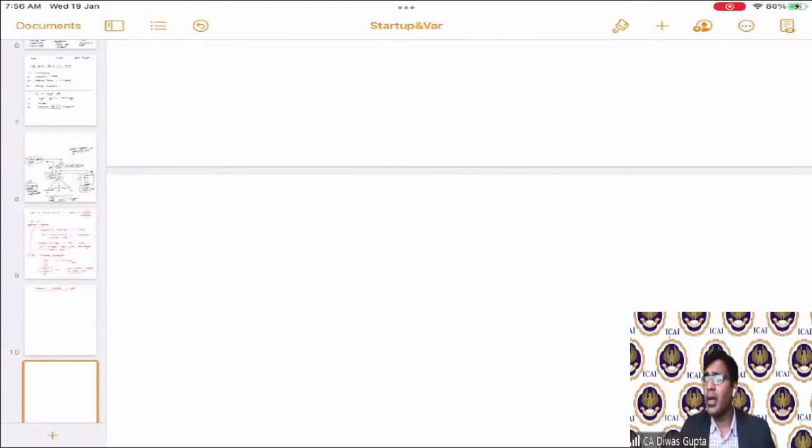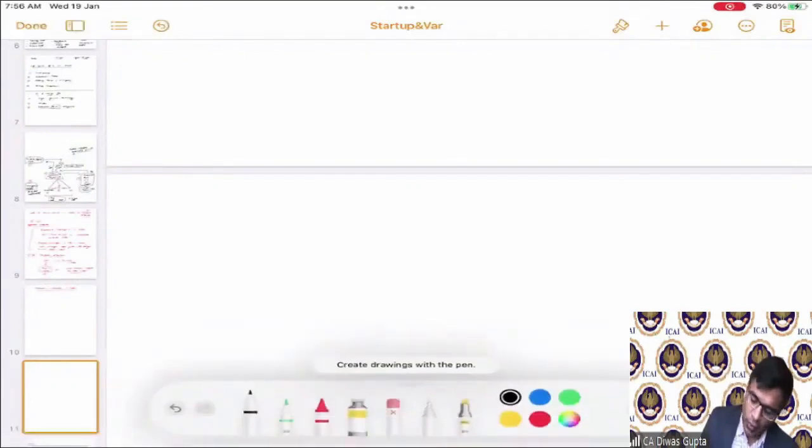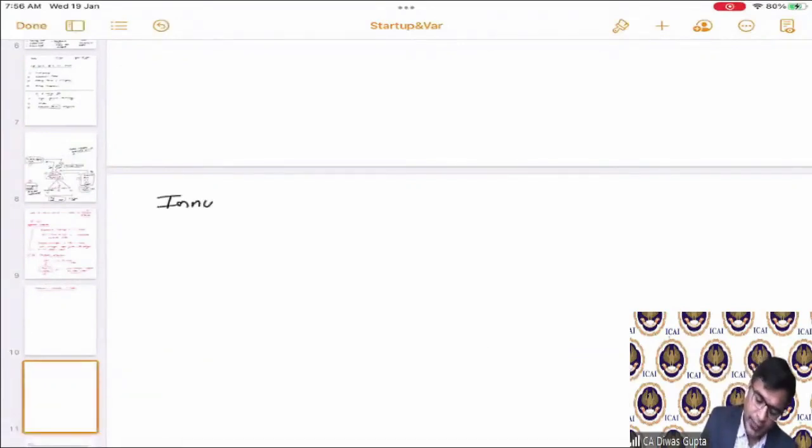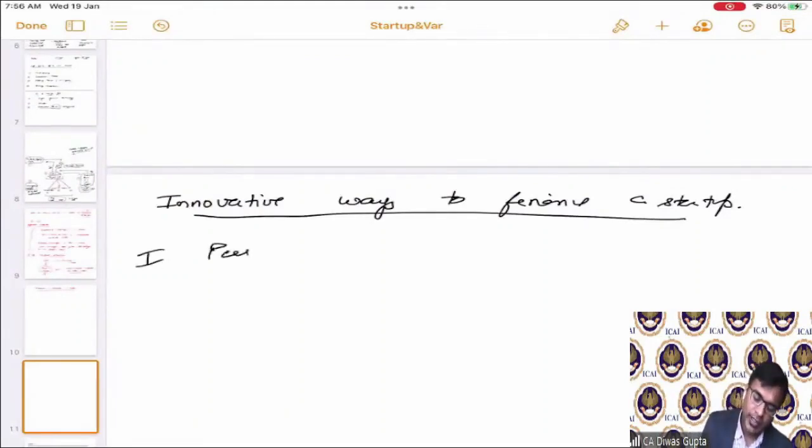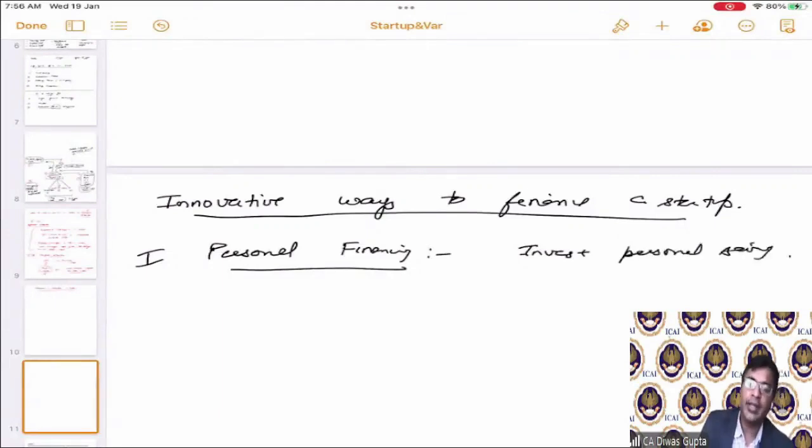Correct. Now, coming to some of the innovative ways. If the question comes asking what are the innovative ways to finance a startup, the earlier one we studied was the mode of finance for the startup. This is the innovative ways to finance a startup. Now, first of all, the most popular way is personal financing. Simple. Whatever the personal savings are for that particular founder, he or she will invest it into the startup directly. That is called personal financing.